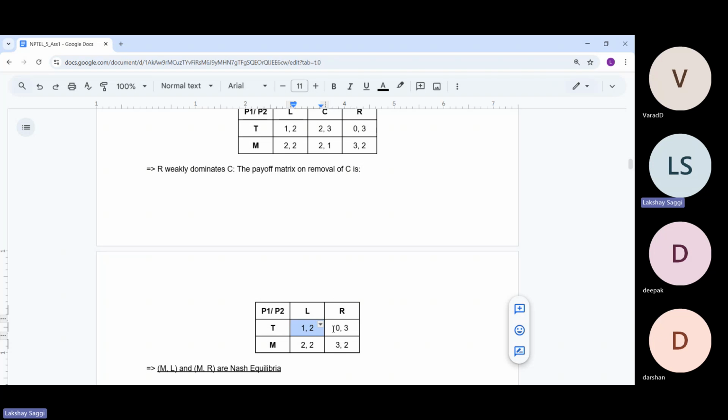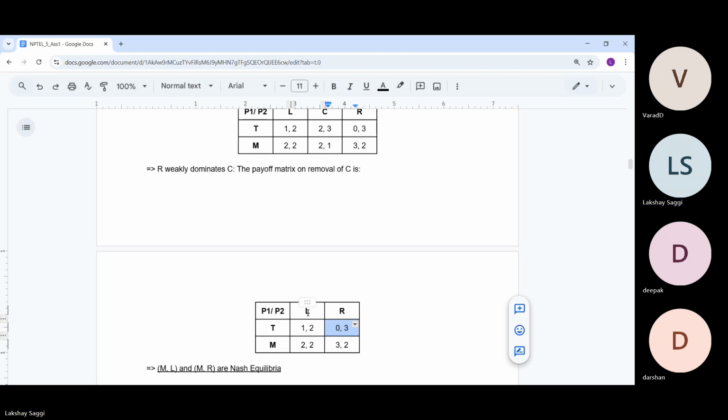Similarly, let's check for T comma R. Is this a Nash equilibria or not? Again, the row player's payoff is 0, and the column player's payoff is 3. But if the row player decides to switch from T to M, the payoff of the row player increases from 0 to 3. So again, the row player will have an incentive to switch because his payoff will increase from 0 to 3. So again, this T comma R is not a Nash equilibria.